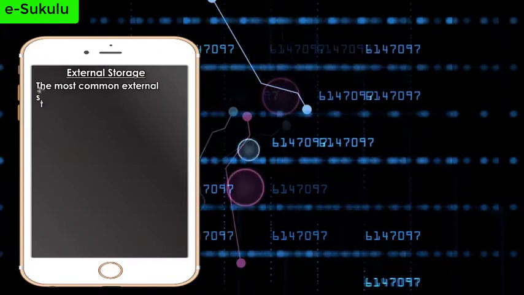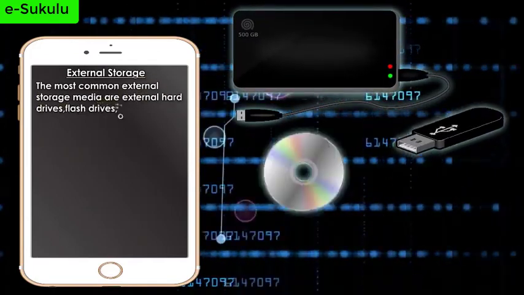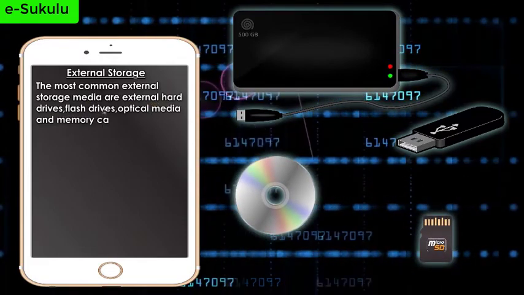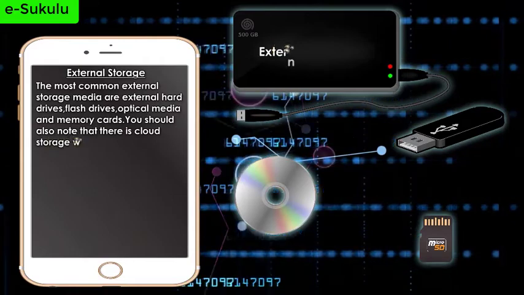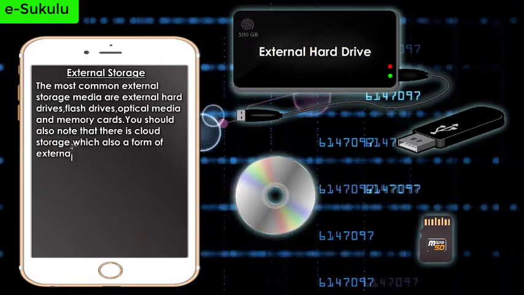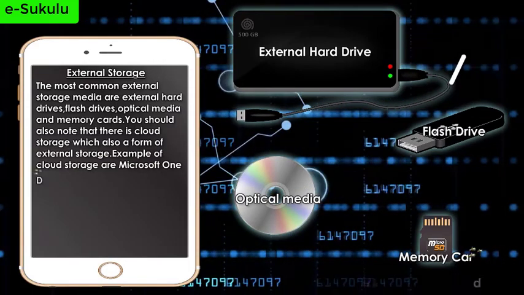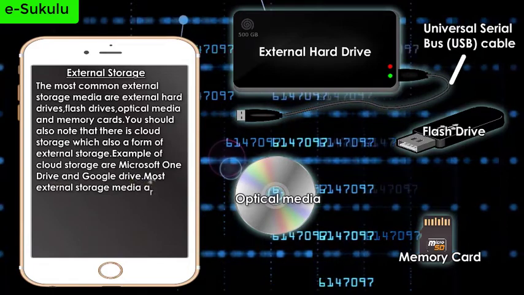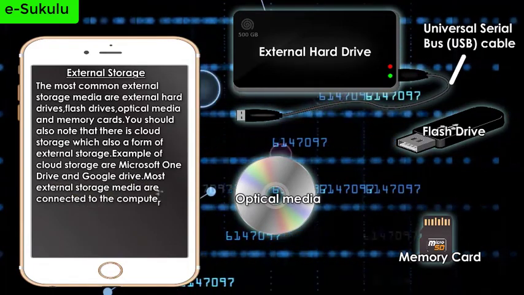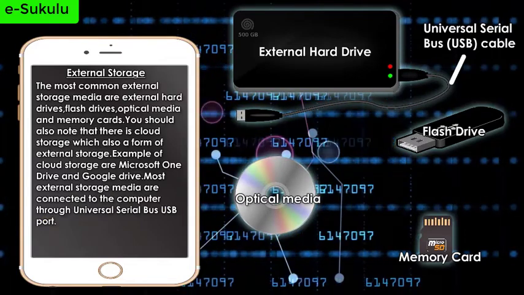The most common external storage media are external hard drives, flash drives, optical media, and memory cards. You should also note that there is cloud storage, which is also a form of external storage. Examples of cloud storage are Microsoft OneDrive and Google Drive. Most external storage media are connected to the computer through universal serial bus or USB ports.